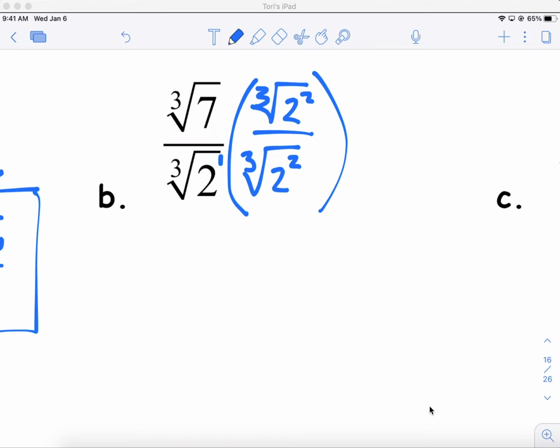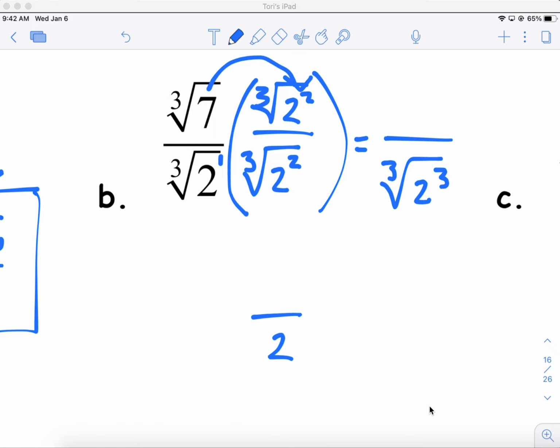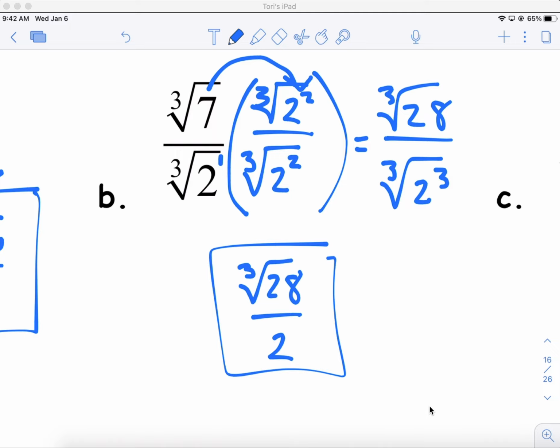Okay? All right, so now on the bottom, I have the cube root of 2 to the 3rd power, which is just going to come out to 2. On the top, I'm multiplying 7, and remember 2 squared is 4. So now I have the cube root of 28. There's no perfect cubes in there, so I have the cube root of 28 over 2 as my final answer.